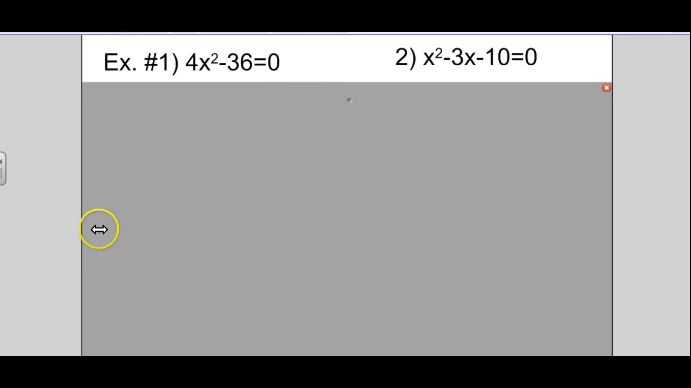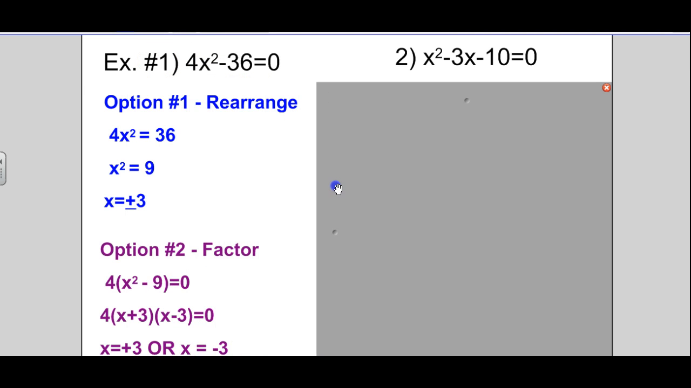Now, second thing that's going to be important in this section: solving regular equations. Something like this, 4x squared minus 36. Because there is a single variable right here, we have a couple of options. We can rearrange the equation or we can factor it. If there is a single variable, isolate the variable. So in this case, we add the 36, divide through by the 4, take the square root of both sides. Square root of 9 is plus or minus 3.